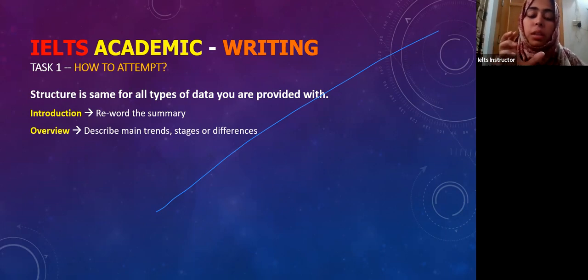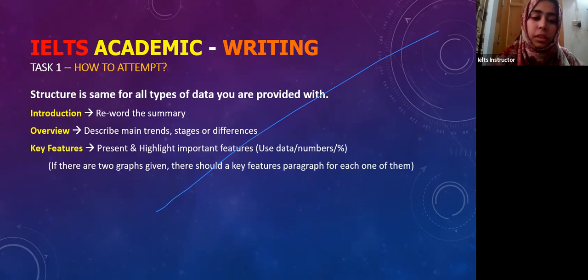Okay, so you can just choose this kind of overview to describe both pie charts. All right. The next one is key features. After you're done with the introduction and the overview, then you have to give the details. That's very important. Even though it's a summary, you should write the details of some basic and prominent events that are happening in the diagram or in the pie chart. Okay, so you should highlight the important features.